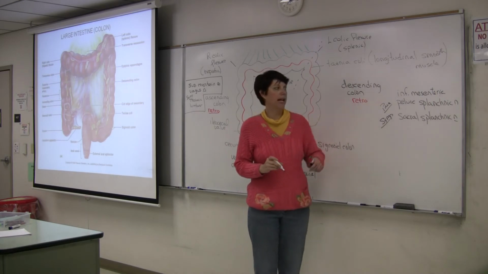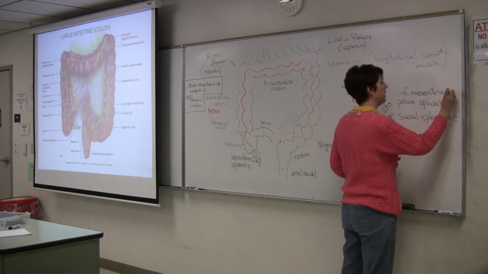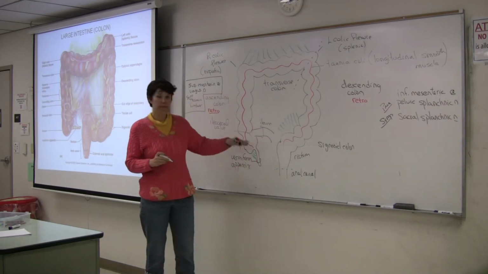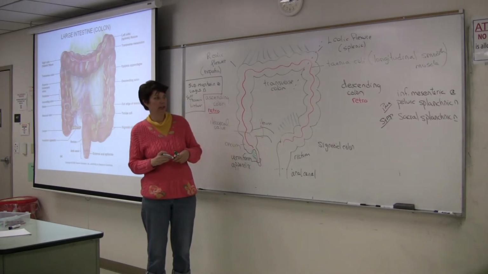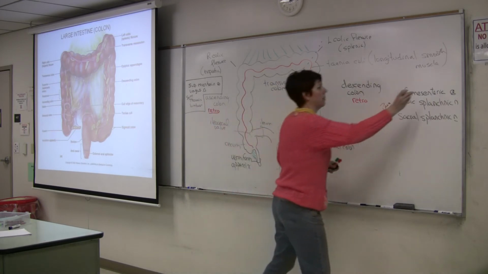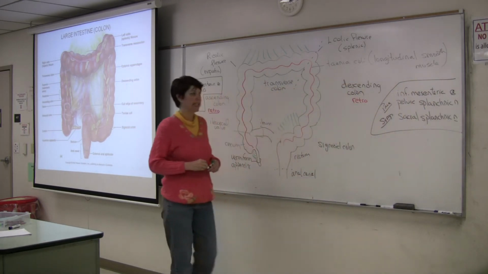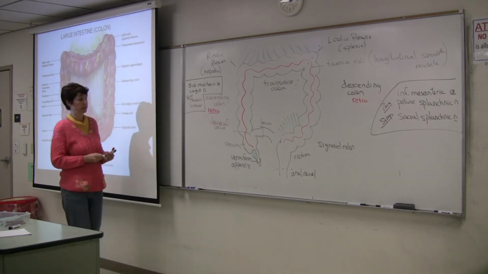And our blood supply is inferior mesenteric artery to the top of the rectum. And then we would have middle and inferior rectal artery. Okay, so this would be our blood and nerve supply for descending colon.